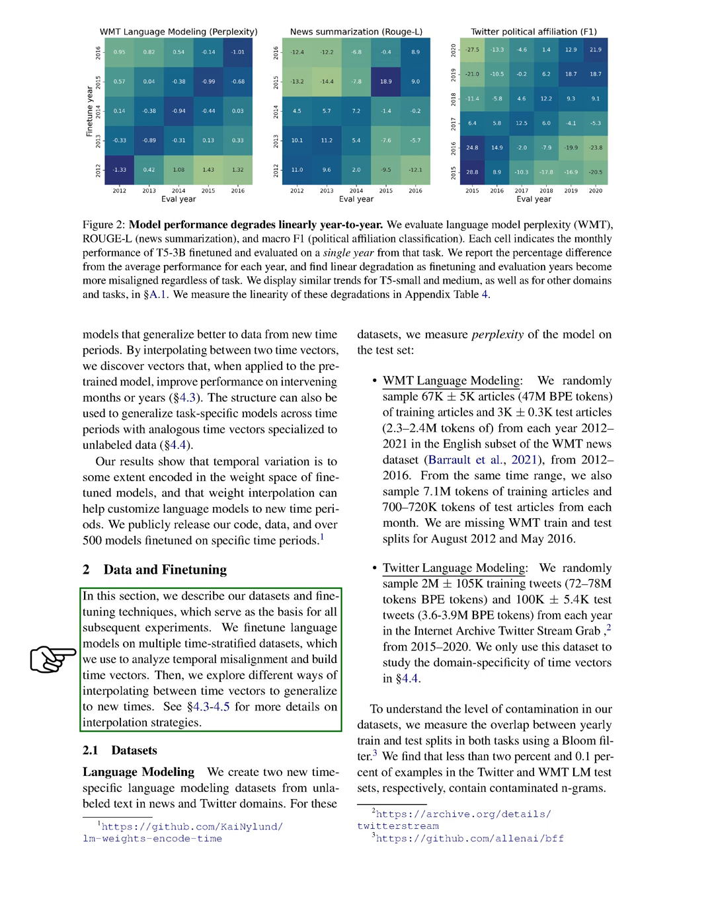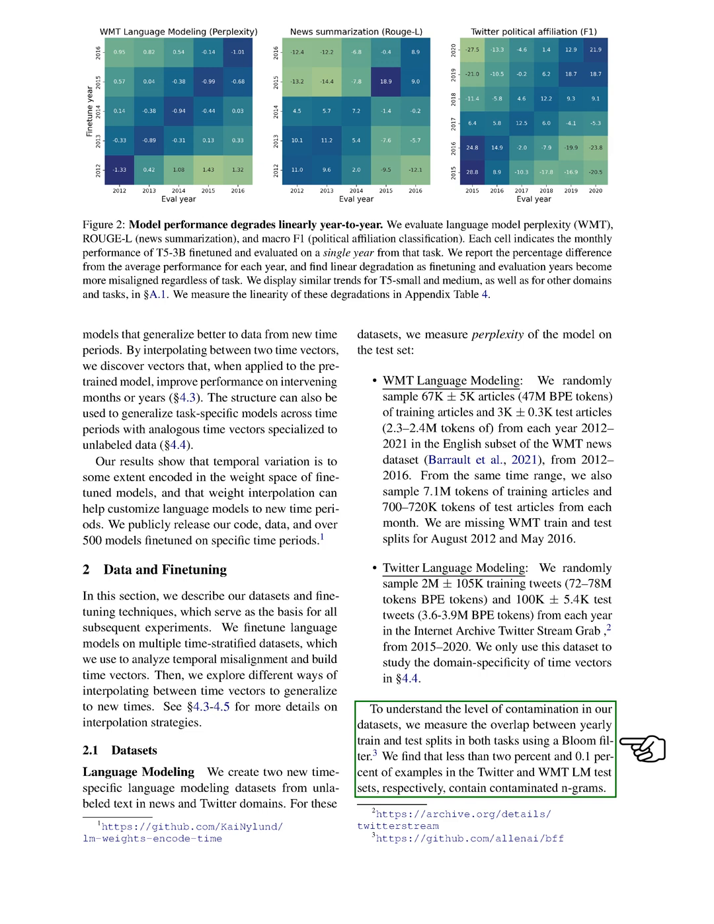We fine-tune language models on multiple time-stratified datasets, which we use to analyze temporal misalignment and build time vectors. Then, we'll explore different ways of interpolating between time vectors to generalize to new times. We've created two new time-specific language modeling datasets from unlabeled text in news and Twitter domains. For these datasets, we measure the perplexity of the model on the test set.